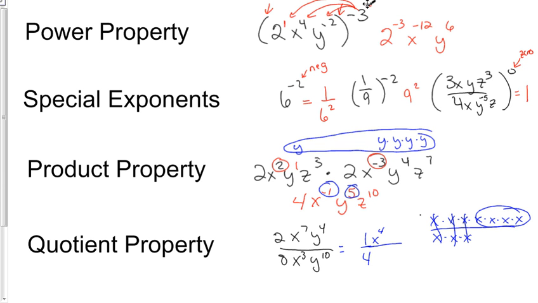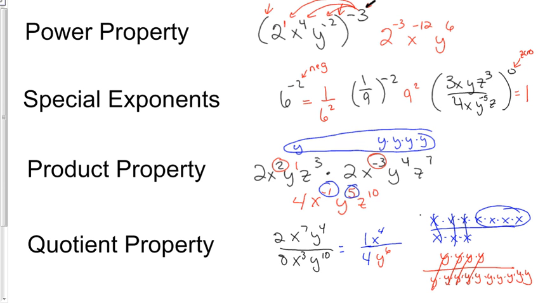So if we think about the y's in the same manner, y to the 10th, there's a lot of y's. I think I got them all. There's a 1, there's a 1, there's a 1, and there's a 1. So we have 6 y's left over, and they're in the bottom.